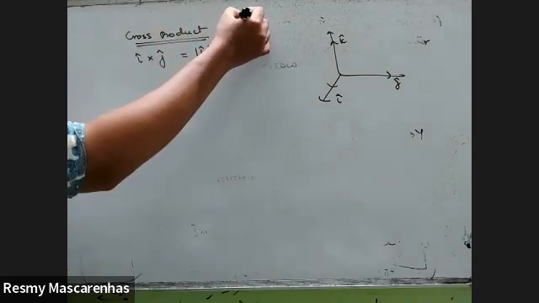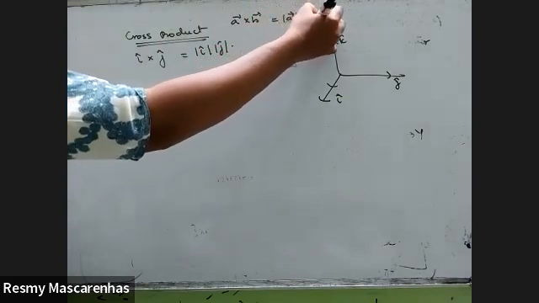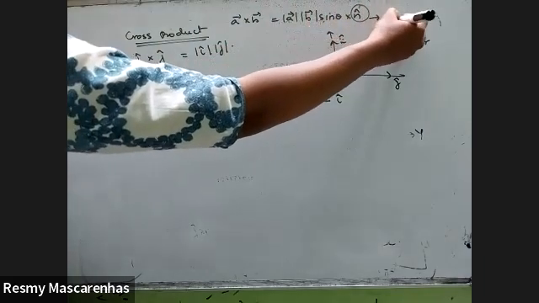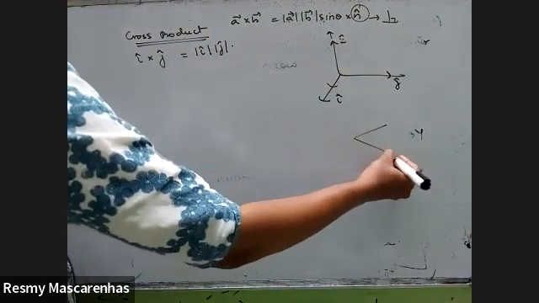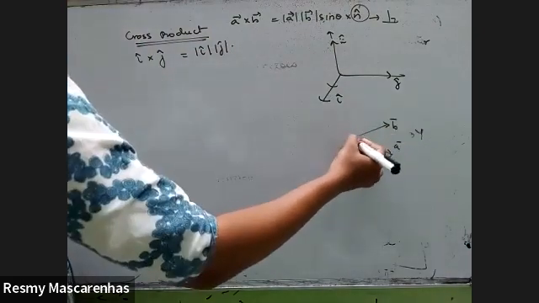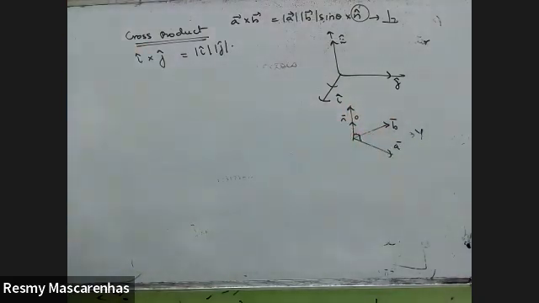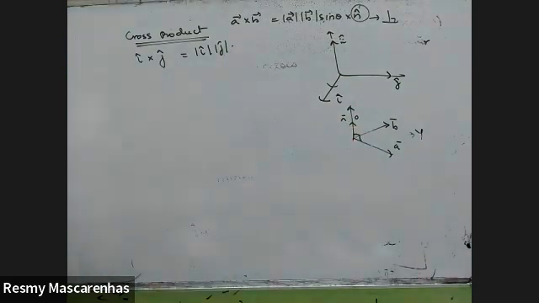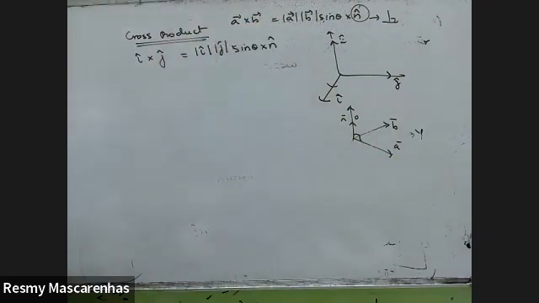So what is the vector product? A bar cross B bar will be A bar B bar sine theta into n cap. This is always the perpendicular vector. Whenever I drew this diagram, I told you n cap is always perpendicular to this. The unit vector which is always perpendicular to these two vectors. So sine theta into n cap. As of now, I'm writing it as n cap.